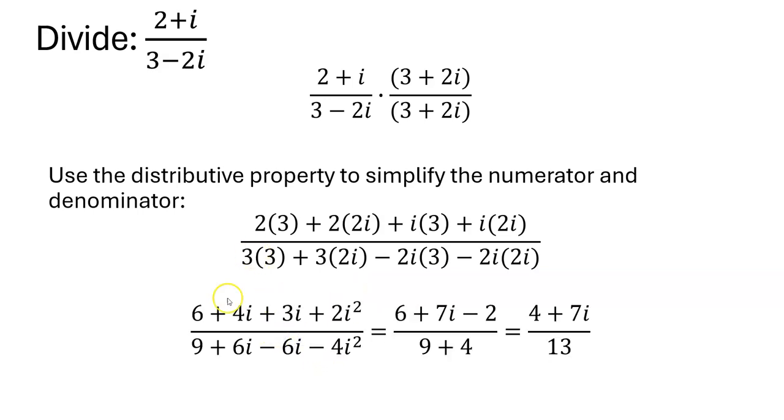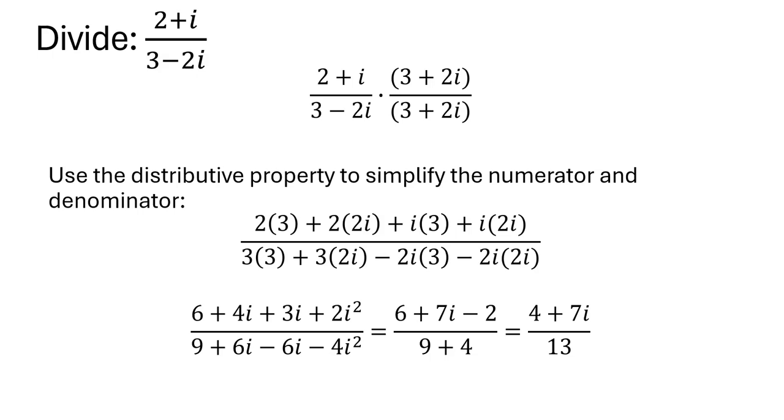Now let's simplify. So in the numerator, I have 6 plus 4i plus 3i plus 2i squared. In the denominator, 9 plus 6i minus 6i minus 4i squared. Now this is where we want to simplify. In the numerator, 4i plus 3i gives us the 7i. And remember, i squared is equal to negative 1. So 2i squared is the same as 2 times negative 1, which gives us the negative 2.